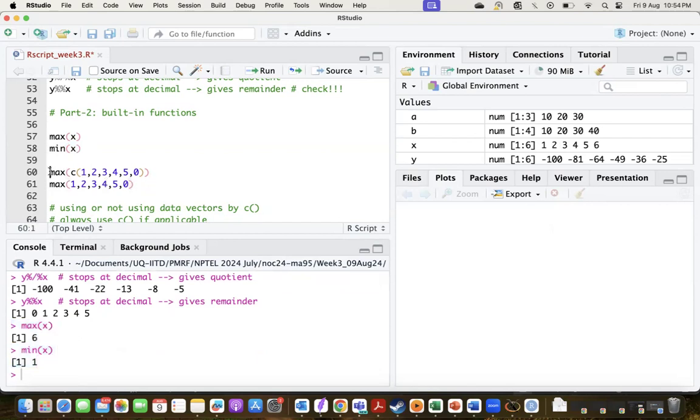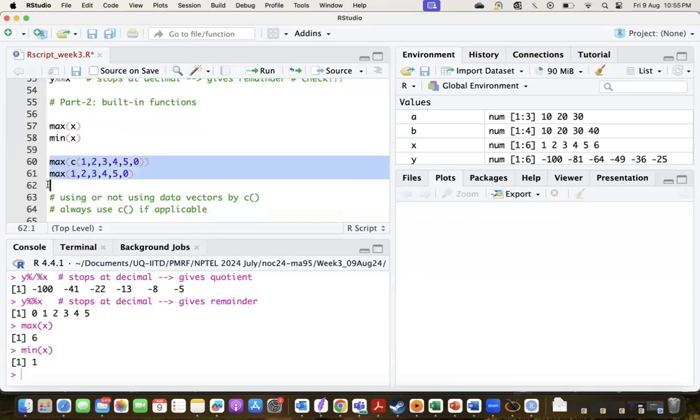Now, if you see this example, I have a set of numbers, which is 1, 2, 3, 4, 5, and 0. I can write them directly within the brackets of max, or I can write them as a vector and then write it inside max. Do you think there would be any difference in the output here? You can take a guess. You can put it in the chat, or unmute yourselves and tell.